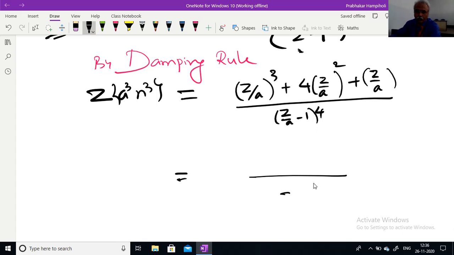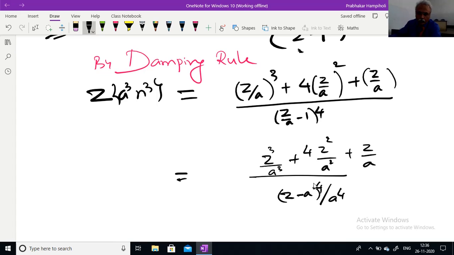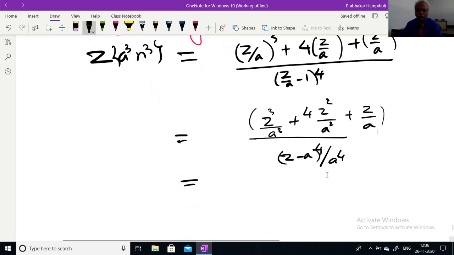If you take LCM, it becomes z minus a raised to 4 whole divided by a raised to 4. And if you multiply this a cube everywhere here, this is of course z cube by a cube. Let us keep as it is. Let us make simple, 4 times z square by a square plus z by a, and this a raised to 4 if I multiply here now, so this whole thing will be multiplied by a raised to 4, then it looks like this. Can you imagine how it looks?